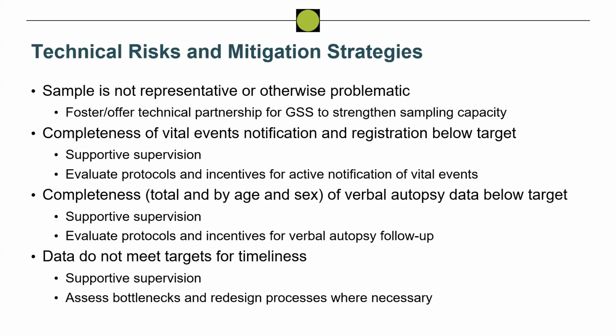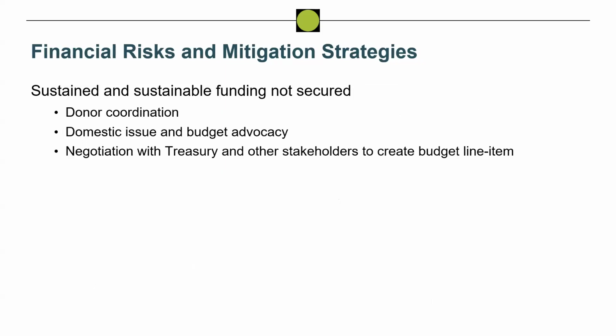We looked at the completeness of the vital events notification, so the community structures that will be put in place to make sure that we are collecting all deaths and we are able to follow these deaths and then determine their causes of death. We also looked at the data. What would be the data issues that would come up? How do we ensure that we have a supportive system that would help make sure that all the data systems are up and running and then they are interoperable with the existing systems?